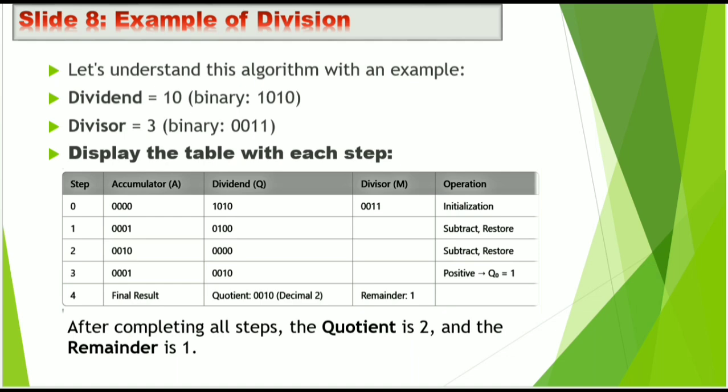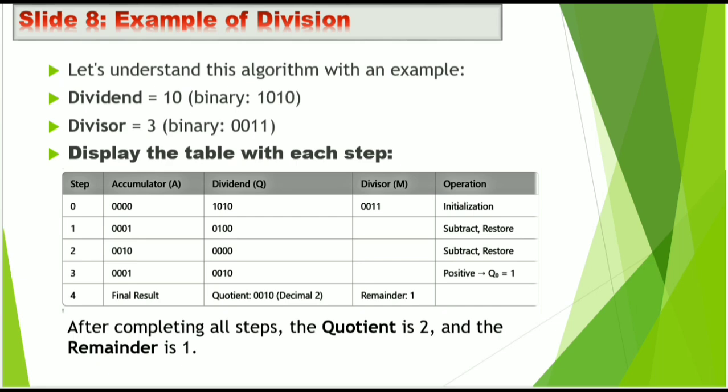Now let's go through the restoring division algorithm with an example of a dividend and divisor. Dividend is equal to 10, this binary number is 1010, and divisor is equal to 3, this binary number is 0011. Then step by step explanation. First of all, initialization: accumulator A is 0000, that is, the initial value is 0. Q dividend is equal to 1010, M divisor is equal to 0011.